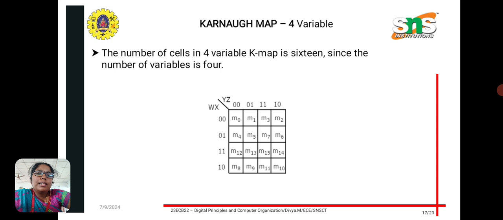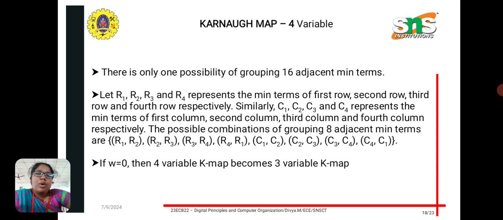Then the number of cells in a 4 variable K-map is 16. Since the number of variables is 4, there is only one possibility of grouping 16 adjacent minterms. Let R1, R2, R3, R4 represent the minterms of the first, second, third and fourth row respectively. Similarly, C1, C2, C3, C4 represent the minterms of the first, second, third and fourth column respectively. The possible combinations of grouping 8 adjacent minterms are R1 R2, R2 R3, R3 R4, R4 R1, C1 C2, C2 C3, C3 C4 and C4 C1.